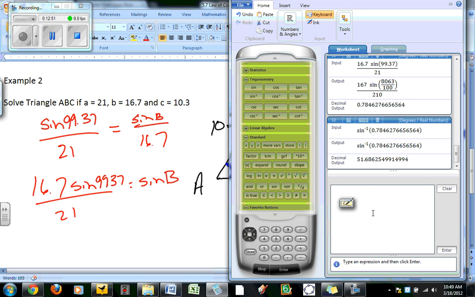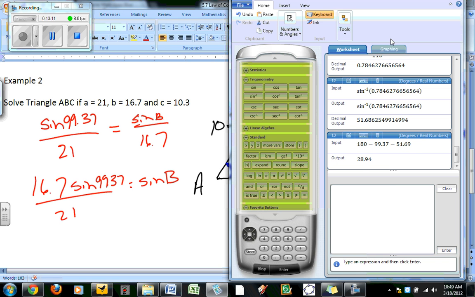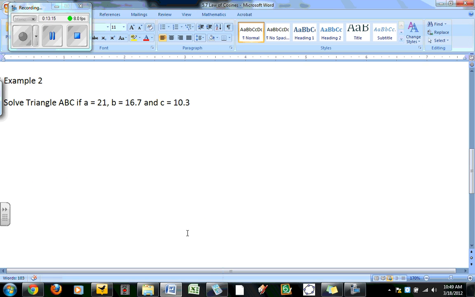Anyway, so let's go 180 minus 99.37 minus 51.69, and we're left over with 21.94. So our last answer, sorry about that, I lost my writing, it was 21.94 was my last angle.